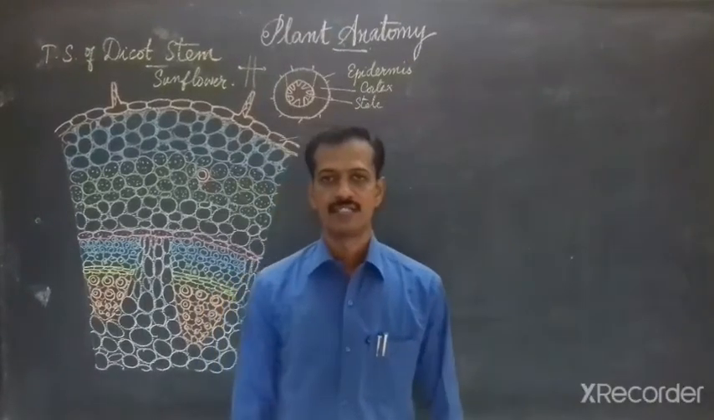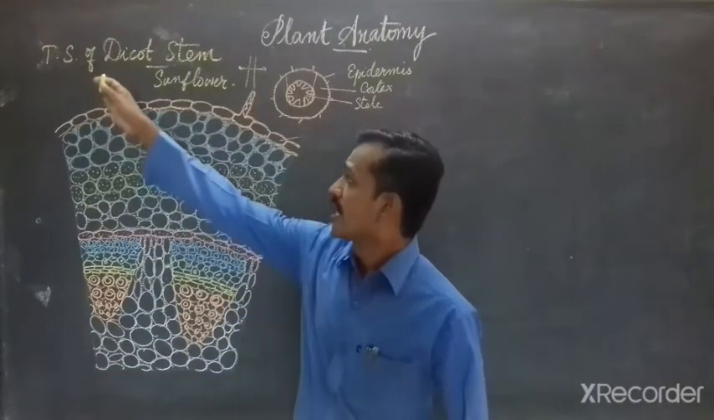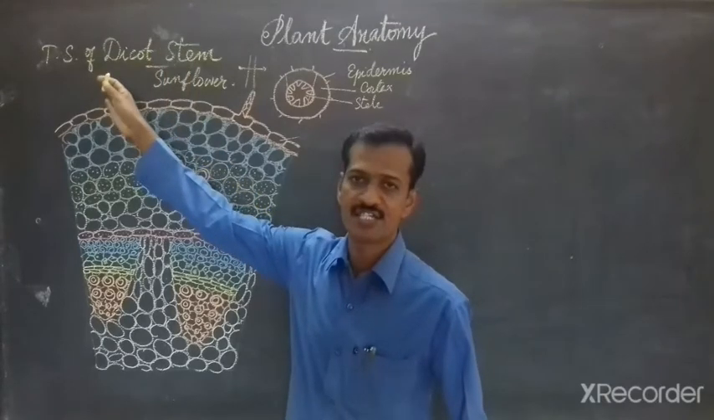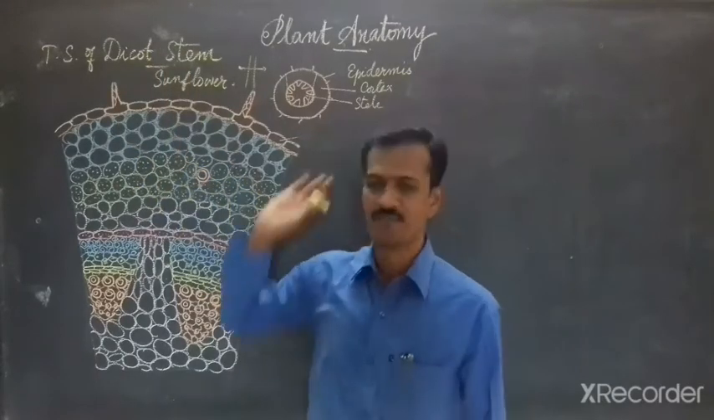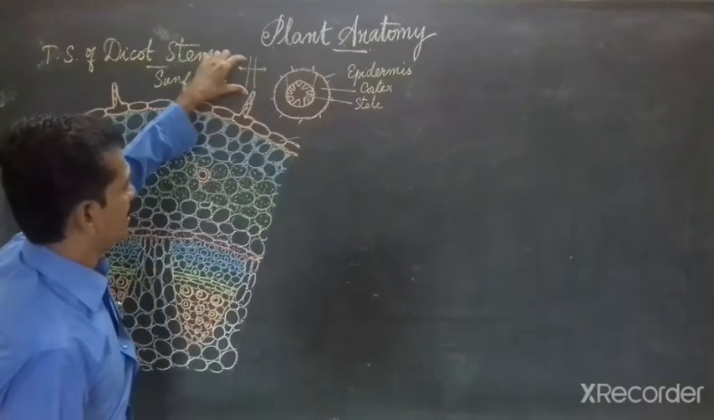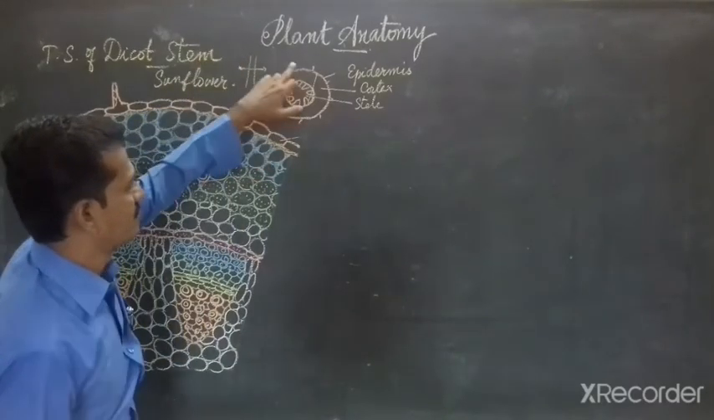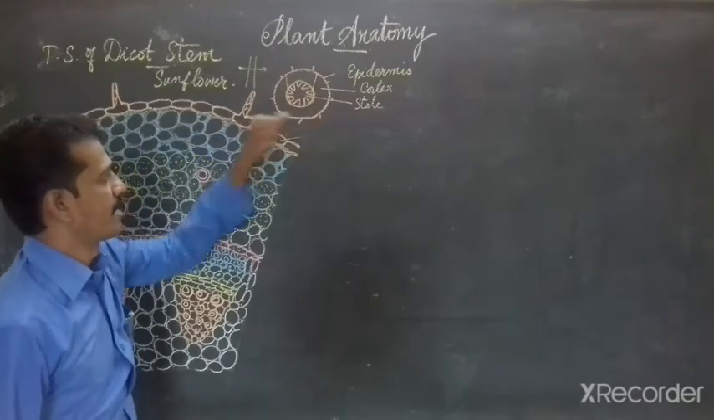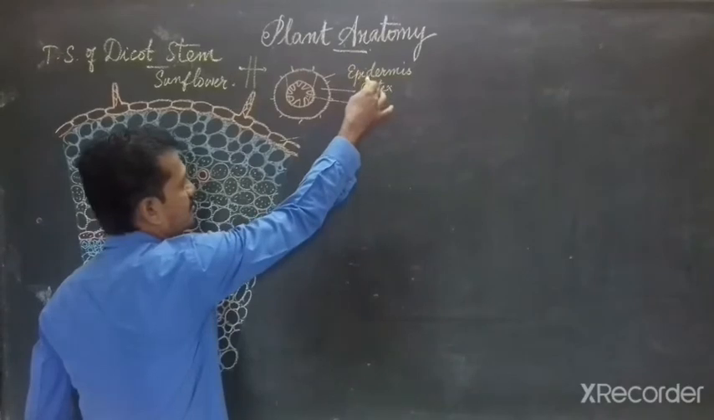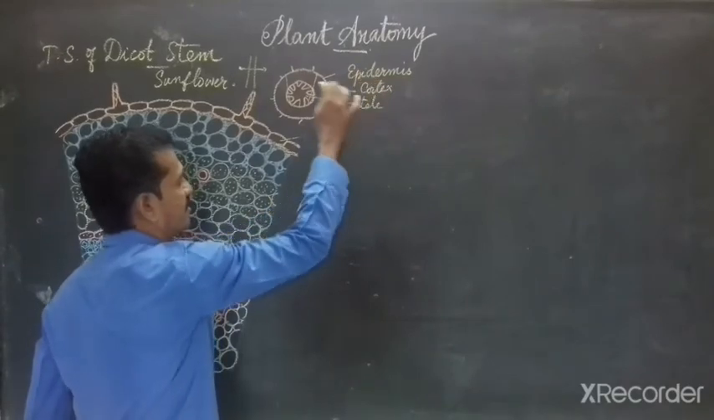Hi students, today we are going to discuss the anatomical features of the dicot stem, that is the transverse section (TS) of a dicot stem. Example, sunflower. Take a sunflower stem, cut it into thin sections and observe under a microscope. It appears like this. It is composed of epidermis, cortex and stele.